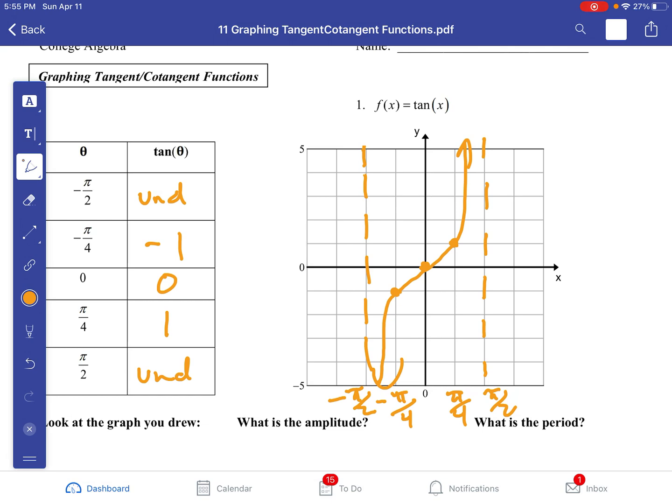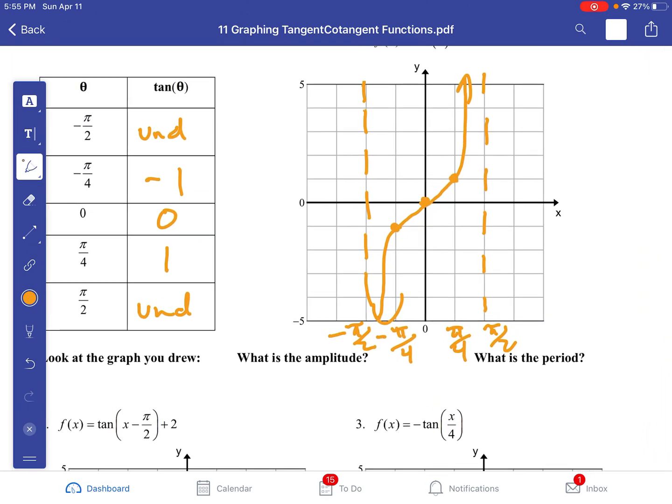Now, for tangent graphs, we're going to repeat this pattern over and over again as we go on both left and right of our initial graph. So it's a repeating pattern. It just looks like this over and over again on the left and the right. But we are only looking at one period of the graph, and one period of the graph is just this picture.